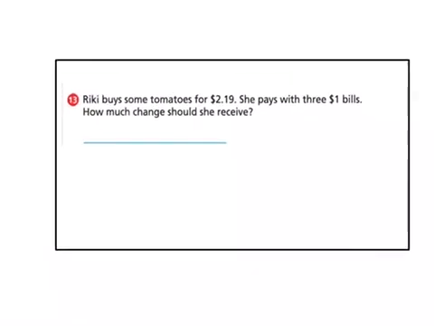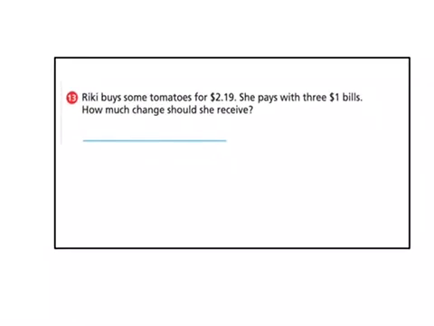Okay, and this is the last problem of the review. Ricky buys some tomatoes for $2.19. She pays with 3 $1 bills. How much change should she receive? So she's going to pay this much money, and she has 3 $1 bills. I'm going to change that color. So she has $3. So if she gives the cashier $2.19, what's her change going to be?